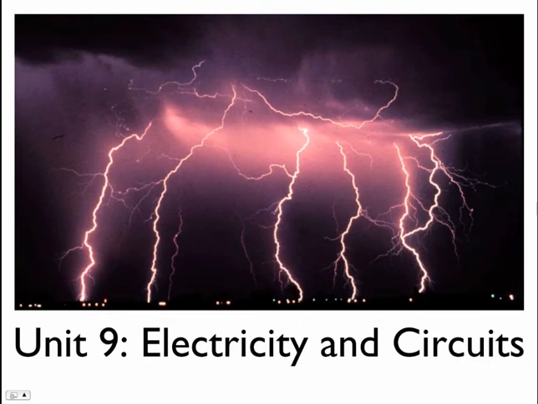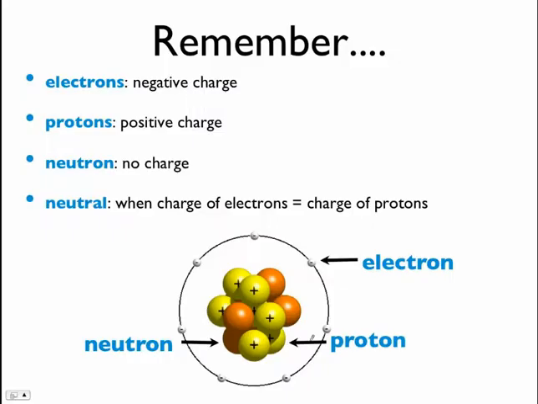In this video, we're going to talk about electricity and circuits. This is Unit 9, and it's one of our last units. And I believe this is Chapter 20 in your book. So this is something really important to remember from chemistry.